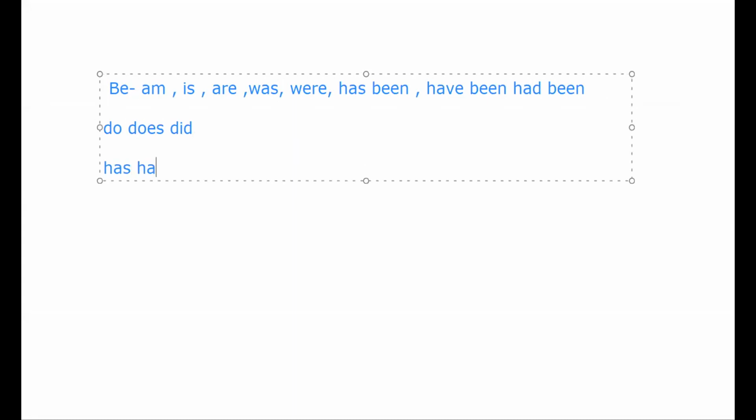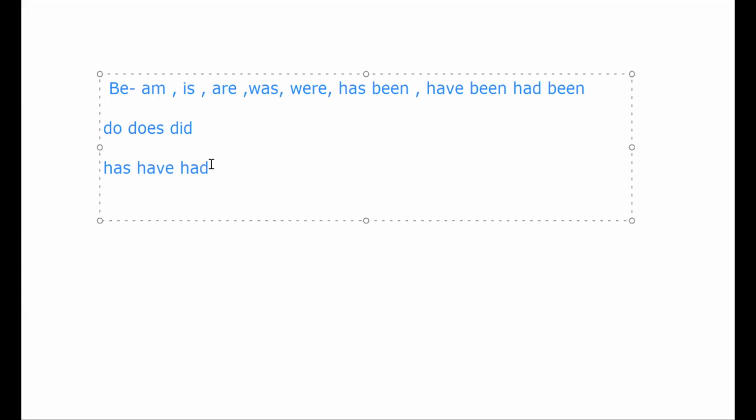Also, we can talk about have, had. These are helping verbs. Please pay attention. These are helping verbs, and these can be main verbs. I'll give you two sentences. You tell me whether these verbs are used as main verbs or helping verbs. I am here. I am working here.